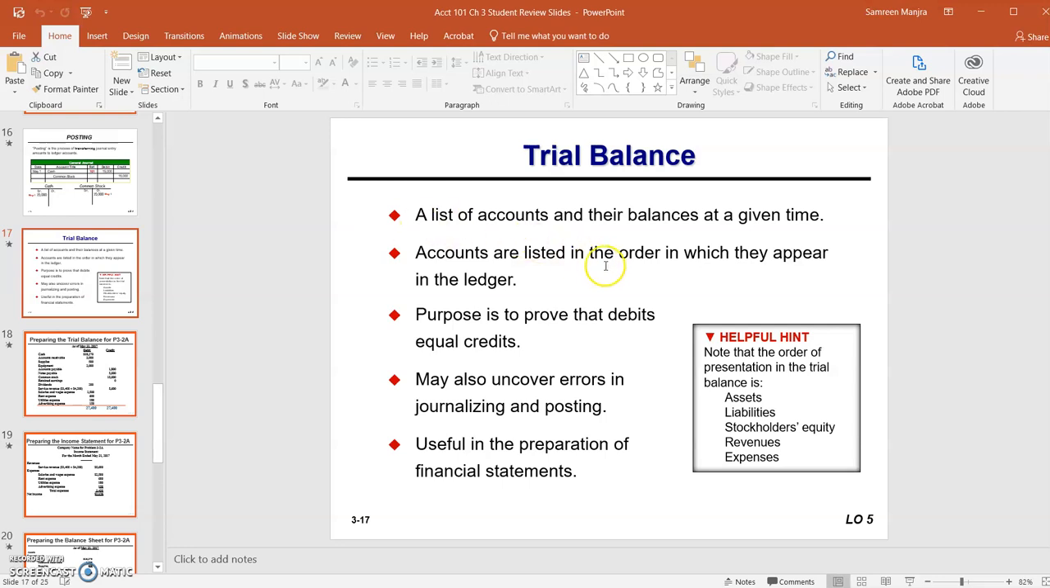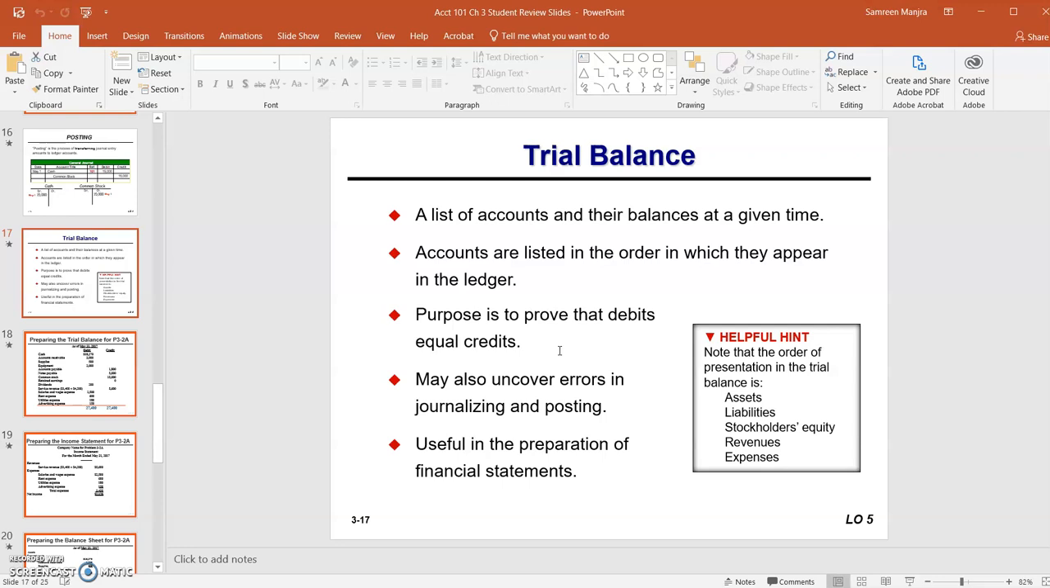So there is a particular order, and the order of presentation in the trial balance includes assets, liabilities, stockholders' equity, revenues, and expenses. If the company has dividends, they would typically include that between the stockholders' equity and before the revenues. The purpose is to prove that the debits equal the credits. So in the trial balance, we have all of their accounts, all the debit amounts on the left side, and all the credit amounts in a separate column on the right side.